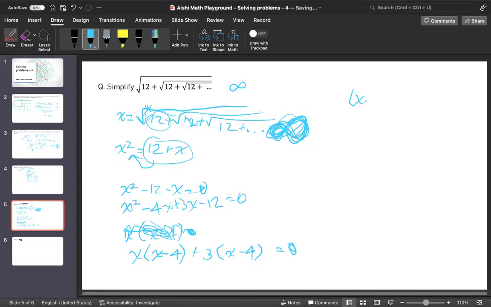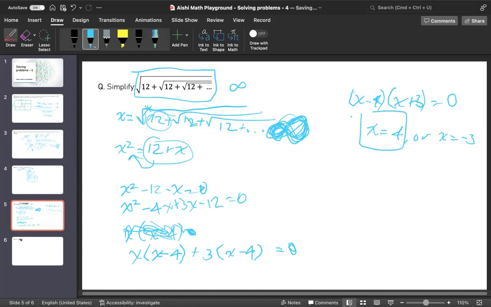So x minus 4 times x plus 3 is equal to 0. So either x is equal to 4 or x is equal to negative 3. And obviously, this whole thing can't be negative, it has to be positive. So we know that x has to be equal to 4.